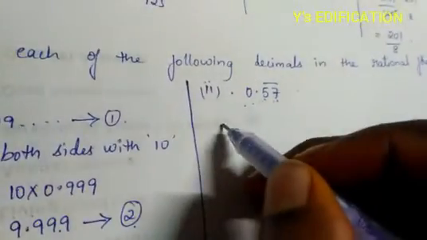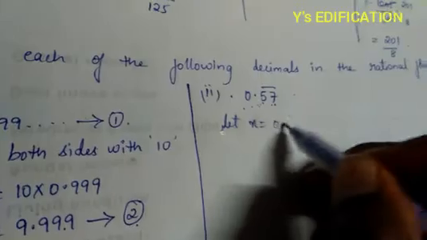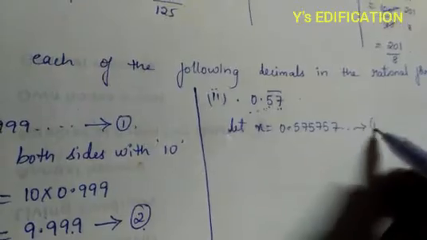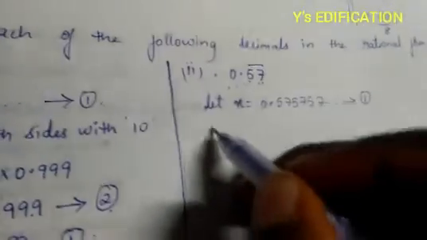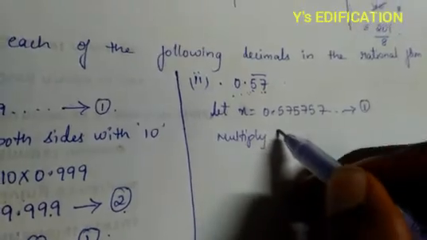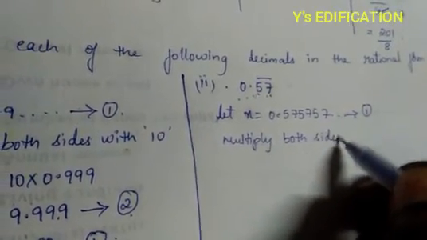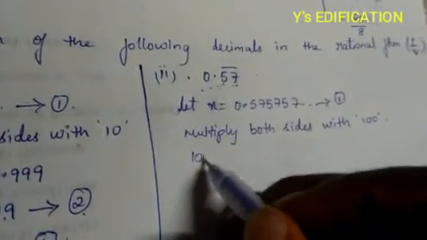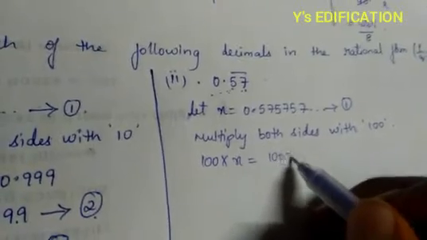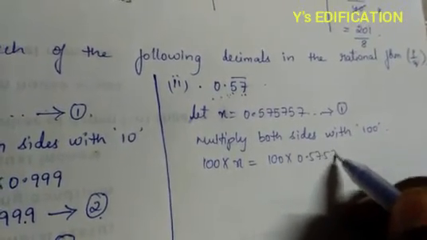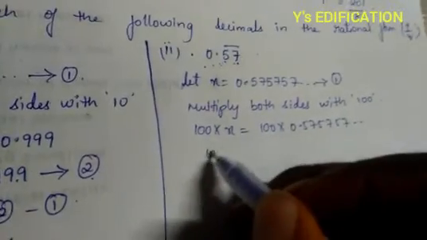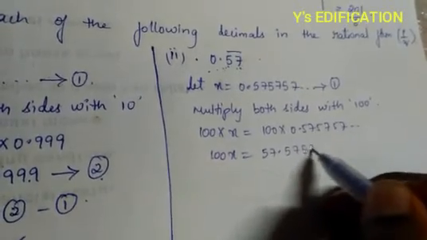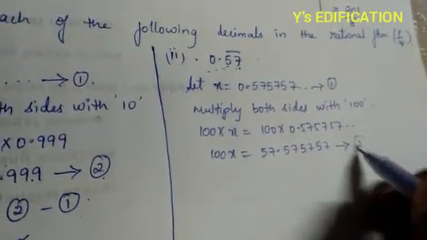First, let x is equal to 0.575757, so this will be equation 1. Now I have to multiply both sides with 100. So 100 into x is equal to 100 into 0.575757. That means 100x is equal to 57.575757 and so on. This will be equation 2.